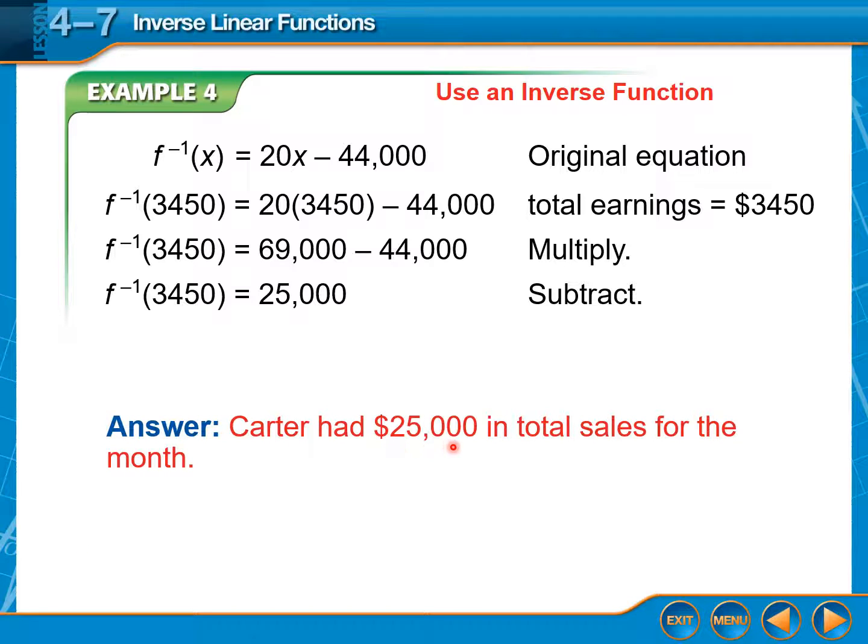It means that he had $25,000 in sales for the month. Because again, remember, the inverse function is now measuring the sales, and x is measuring how much he earned. So we've switched the location of x and y in the equation. And in the inverse function, then we're finding the opposite of what we had in the original problem. So Carter had a total of $25,000 in sales for the month if he made $3,450 in earnings.